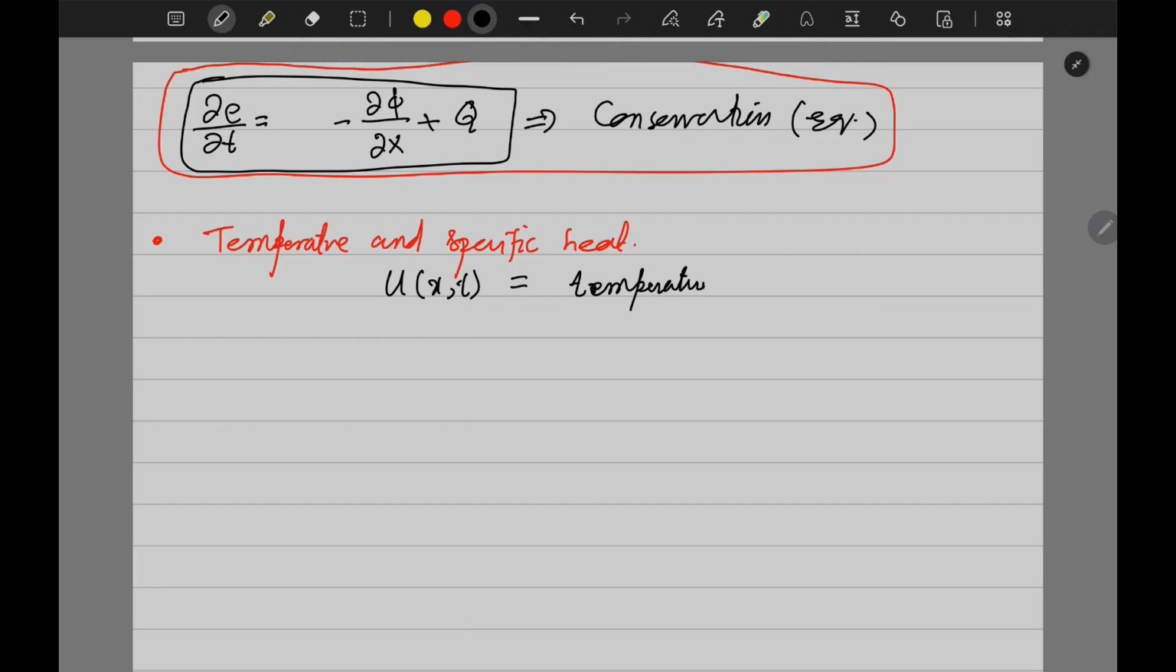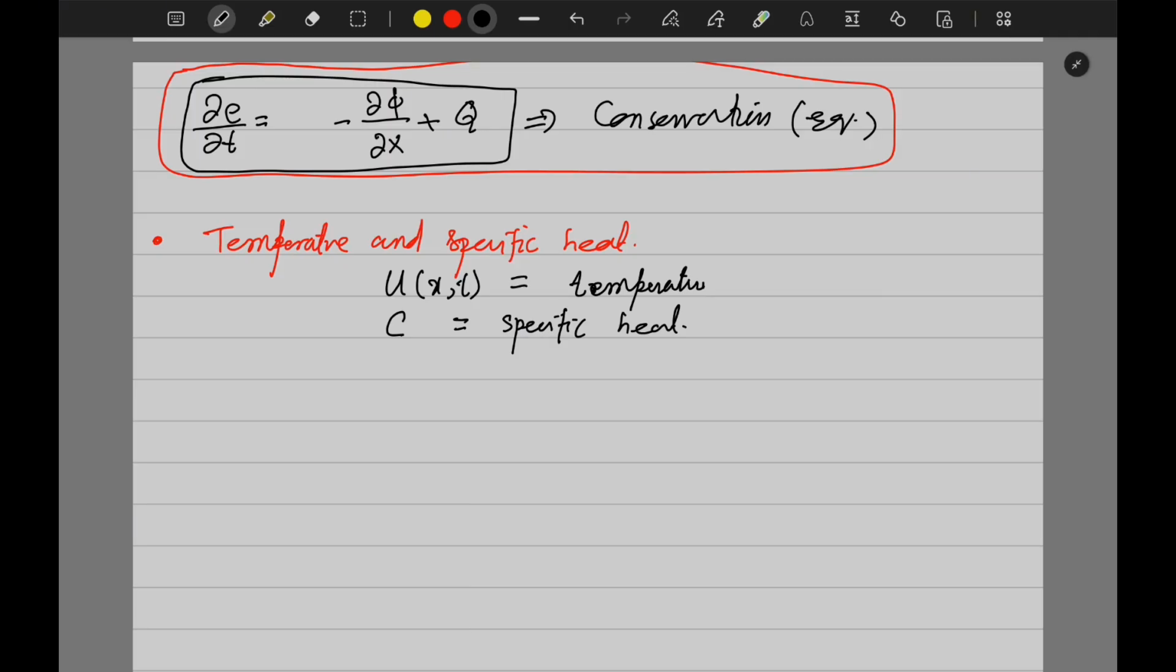It is not thermal energy density, it is temperature. Now the specific heat is given by c. So what is specific heat? It is the heat energy that must be supplied to a unit mass of substance to raise the temperature by 1 unit. For example, if you have 1 kg of mass and you want to increase the temperature by 1 degree centigrade, then the amount of heat you provide is called the specific heat.